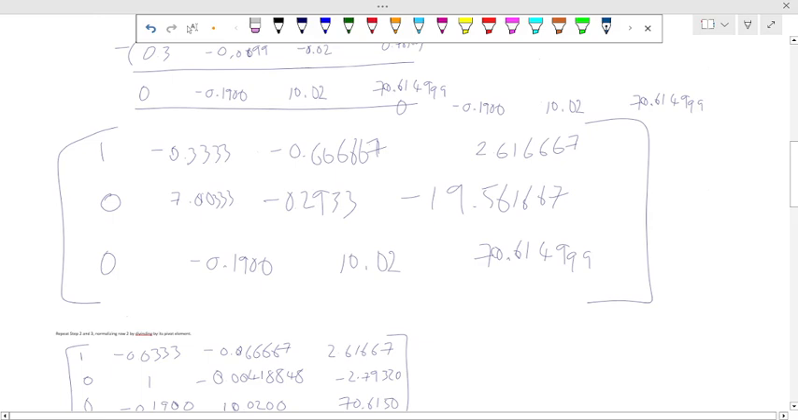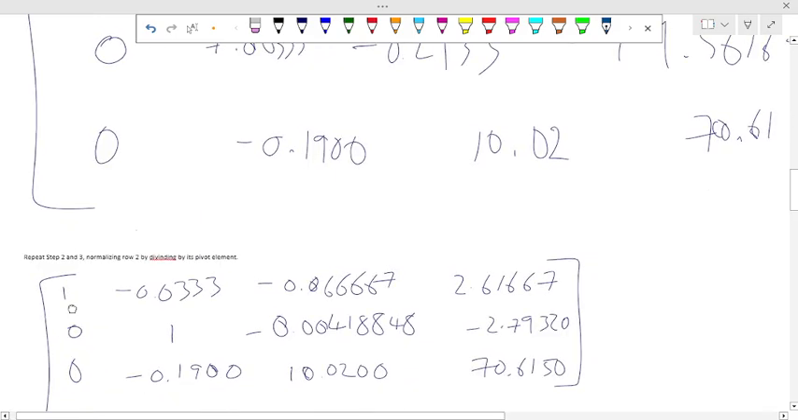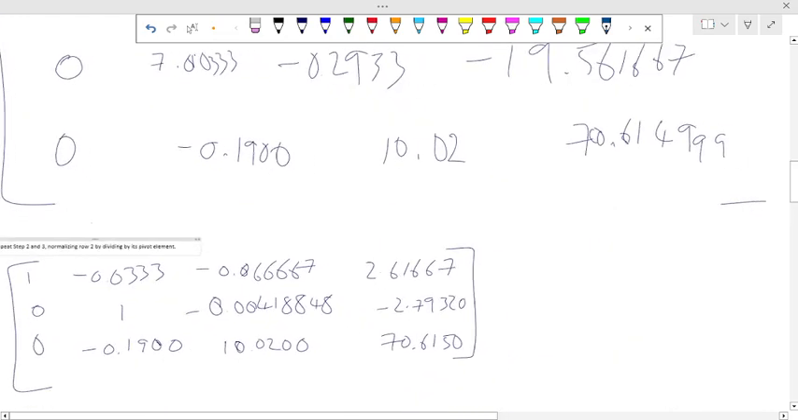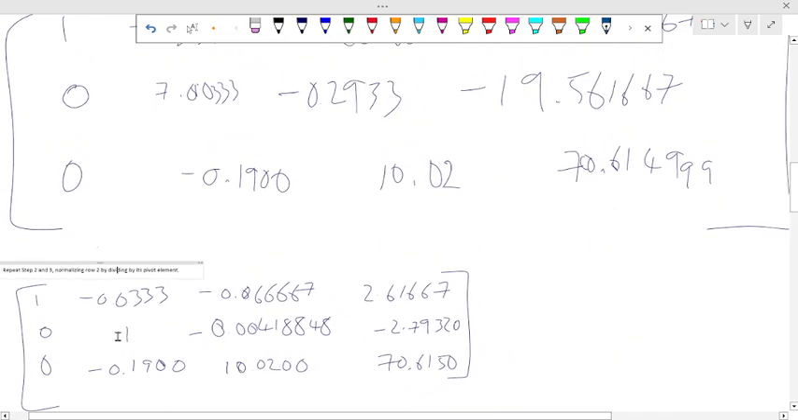Now the next thing is to repeat steps 2 and 3, meaning we are going to normalize row 2 and repeat the process by dividing by its pivot element. For step 2, what is the pivot element? The first non-zero digit coming from your left is this one. So we divide everything in row 2 by 7.00. When we do that, we'll have this as our new row 2. However, this one remains the same, and this one remains the same.